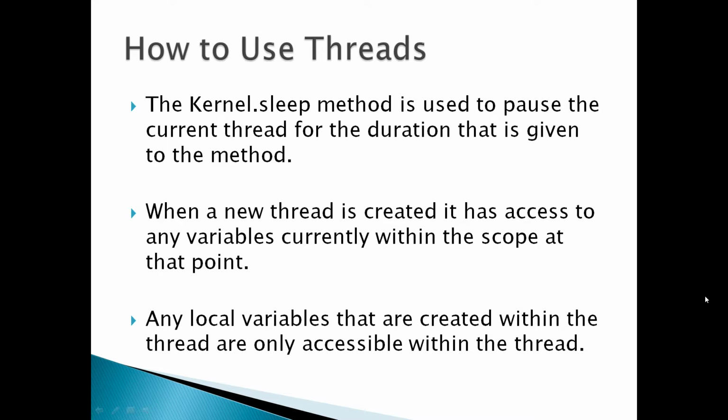When a programmer creates a thread, it can access any variables that were within the scope at that point. However, any local variables that are then created within the thread are entirely local to that thread. They can pass any number of arguments into the block via Thread.new.